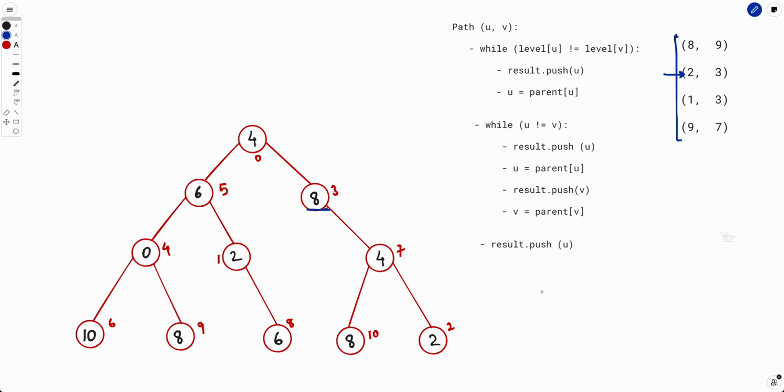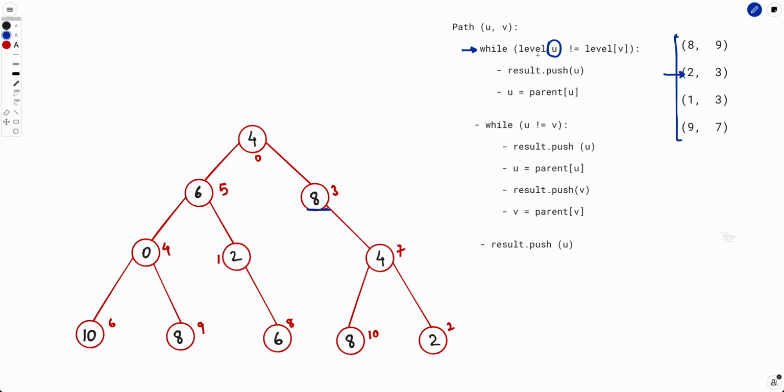So as discussed, we will start by making sure that the level of both of them are equal. If the levels are not equal, we are assuming that u is the one which always has the higher level. If that's not the case, you can just swap u and v, and this condition will be satisfied, right? So because u has the higher level, we simply move u one up, right? And while moving up, we are also keeping track of what all nodes we have visited, because that all would also be part of your path from u to v, right?